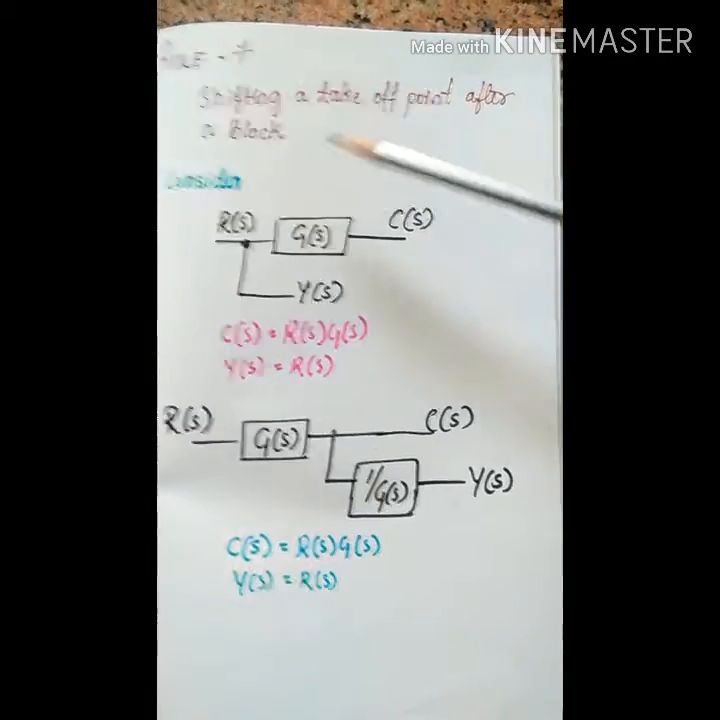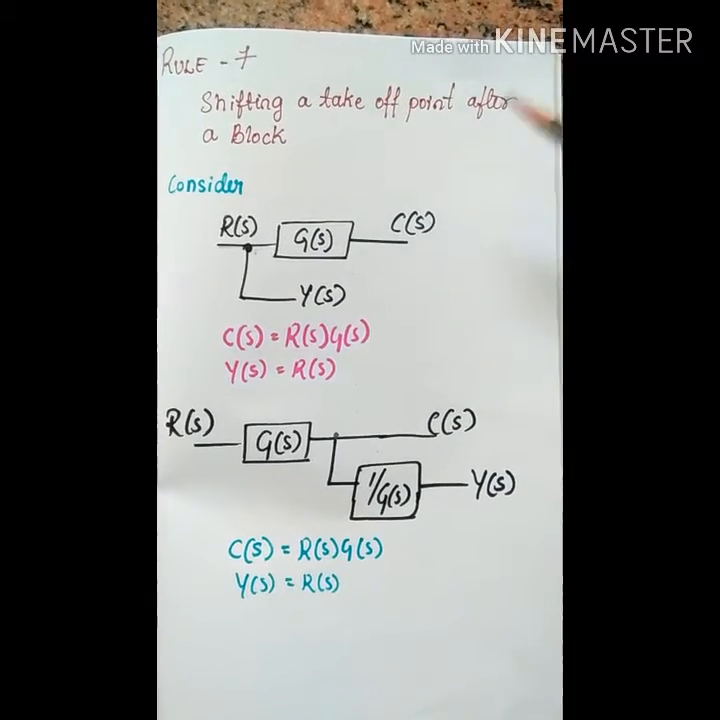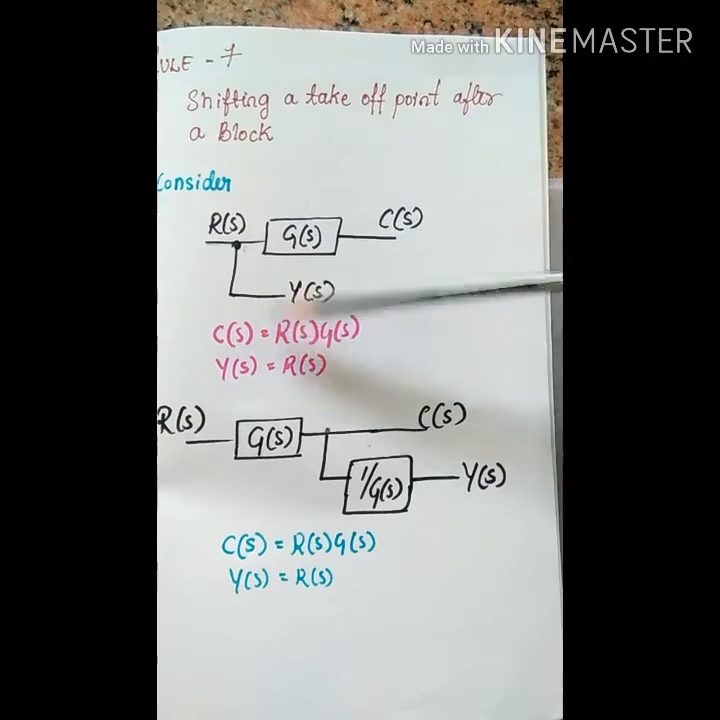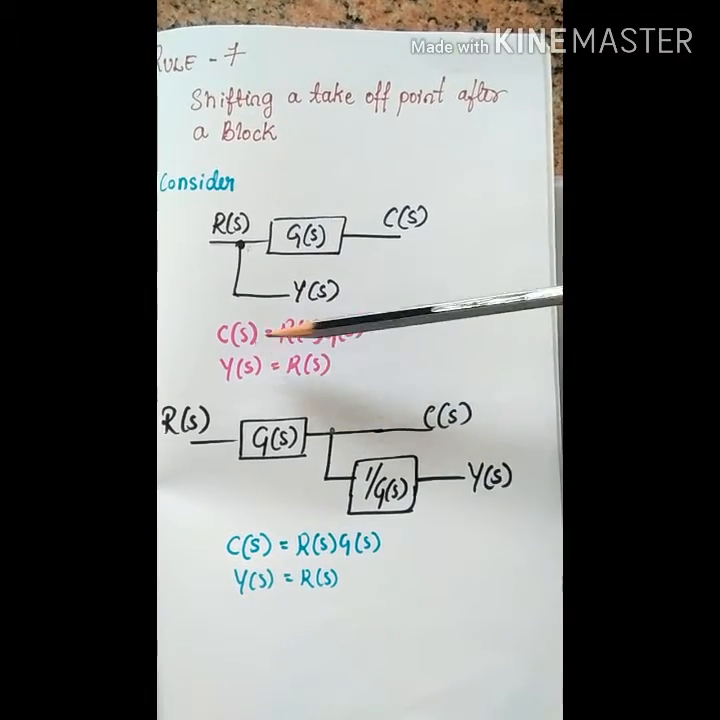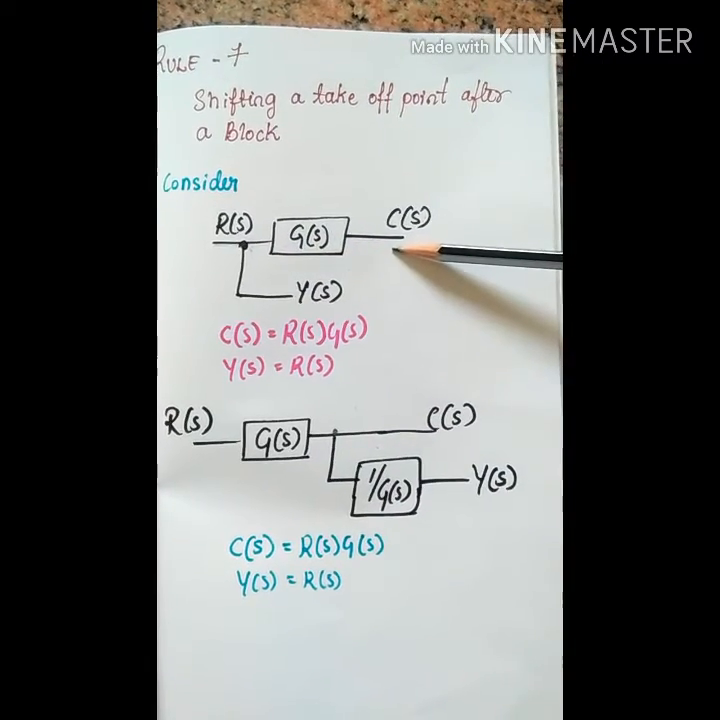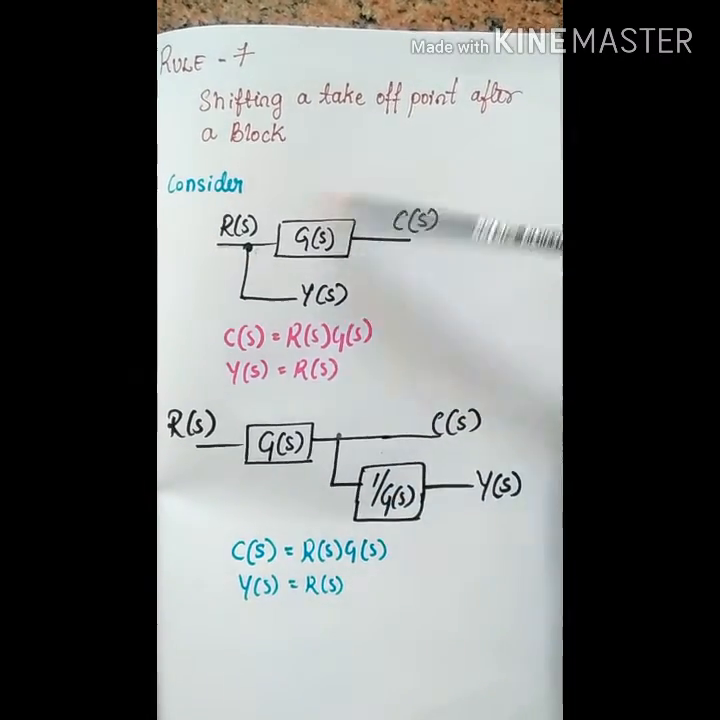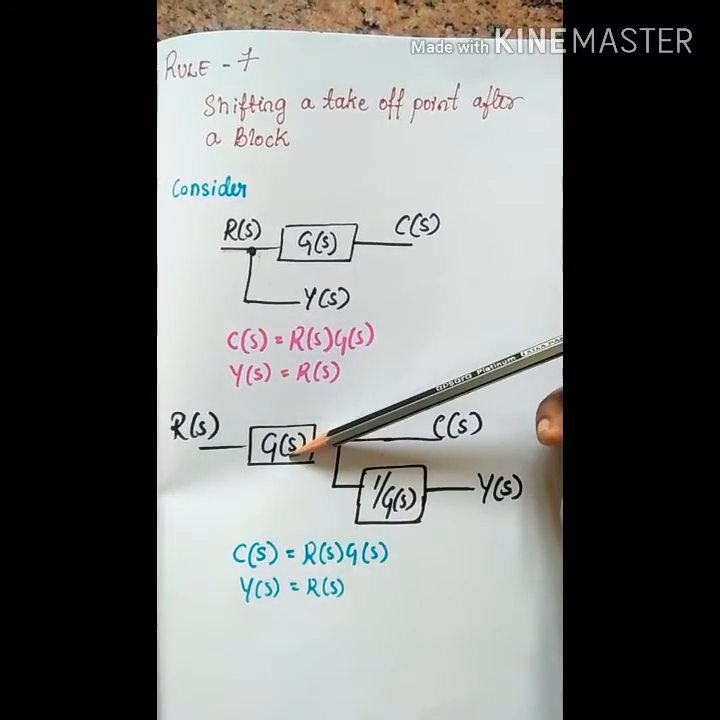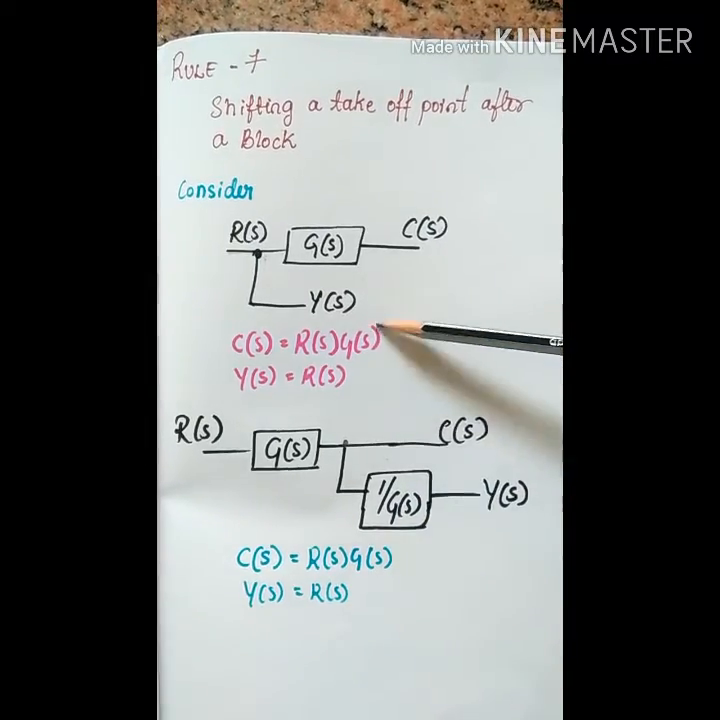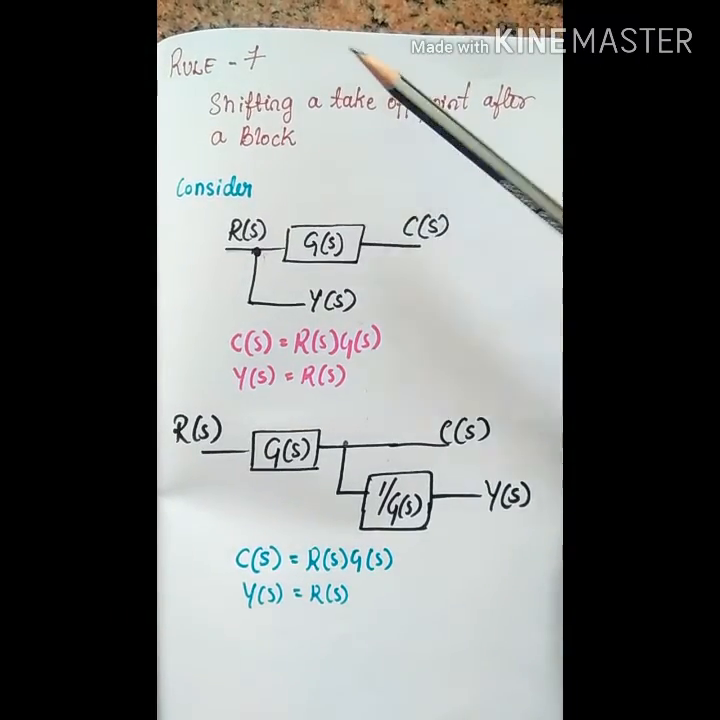Then rule number 7, which is the same as the previous rule, shifting the takeoff point just after a block. Now you can see Y of s is here, and the output for this particular block diagram is R of s into G of s, and Y of s is simply R of s. When you shift this takeoff point here after this G of s, you simply need to divide the gain block. While solving the block diagram reduction, whatever gain block you receive here, the same gain should be divided. Only then the C of s and Y of s of this block diagram and this block diagram will remain the same, and then rule 7 is valid.